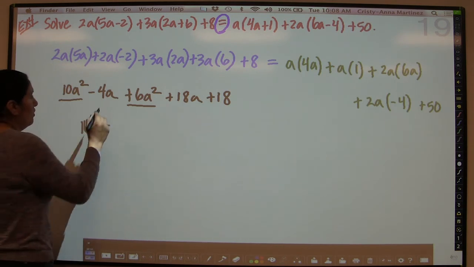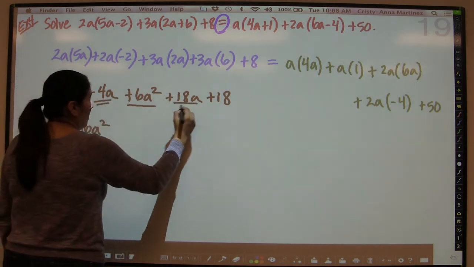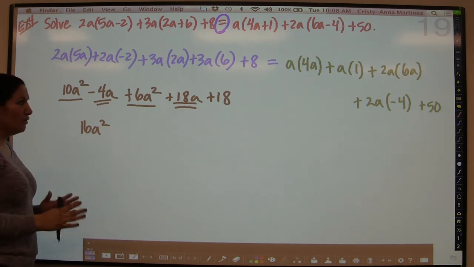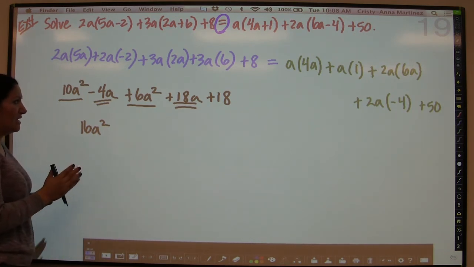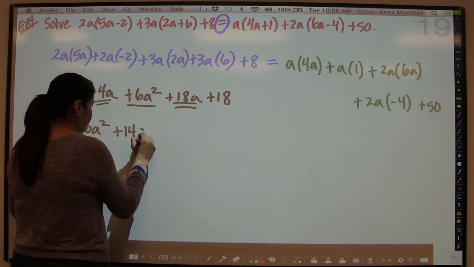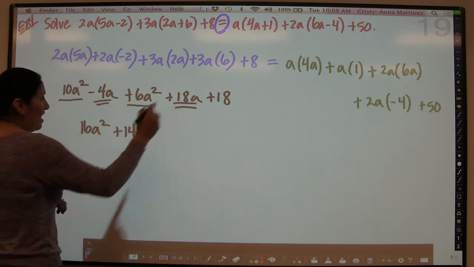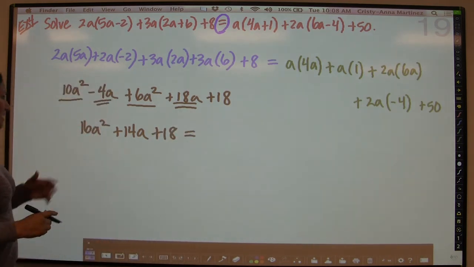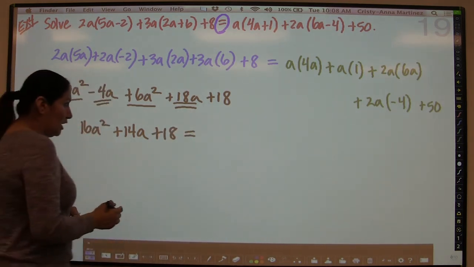Same is true for the negative 4a and the positive 18a. They're on the same side of the equal sign, so I'm not going to reverse any symbols. I'm just going to combine them. What is 18 and negative 4? Positive 14a. And then lastly, we have our plus 18. So that's what happened on the left-hand side. Okay, we get 16a squared plus 14a plus 18.